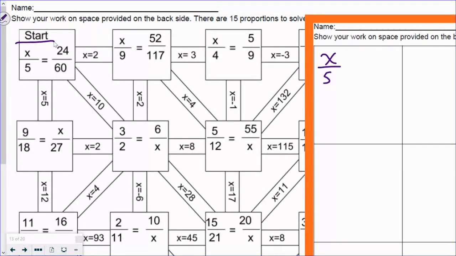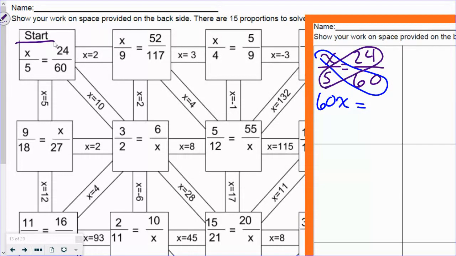Now we're not going to go through all these boxes, so we're not going to do all these proportions, and they do not give us enough room to really go through and solve each one. Remember, we are using our cross products. So we want to take our 60 times x, and then we're going to set that equal to our 5 times 24. So now I'm going to take my 5 times 24.